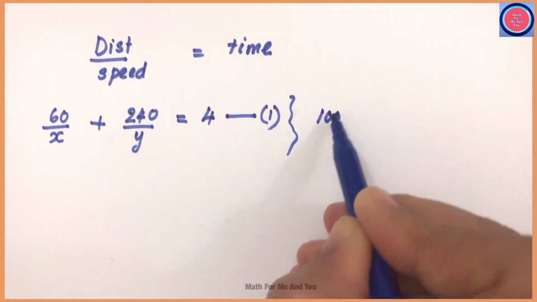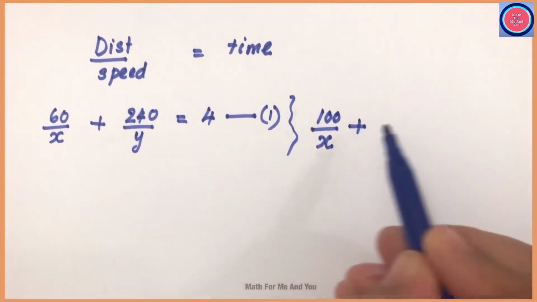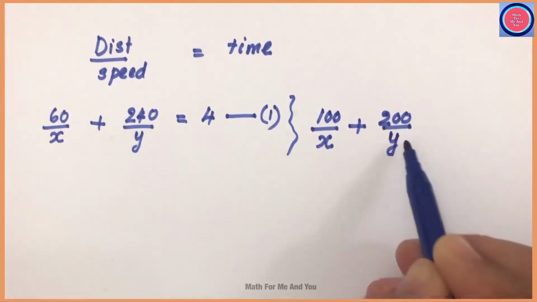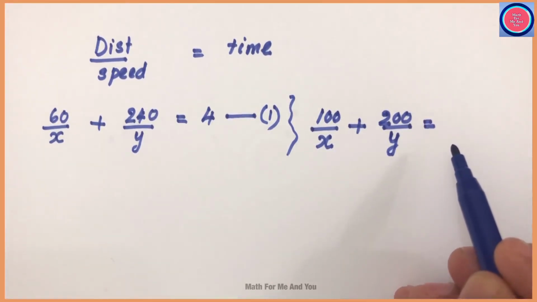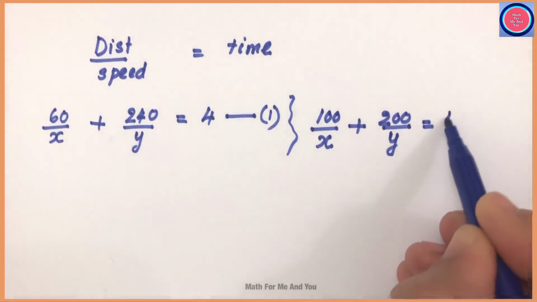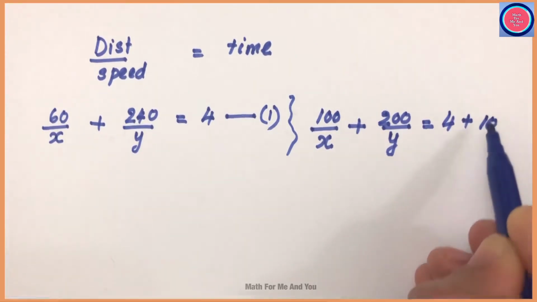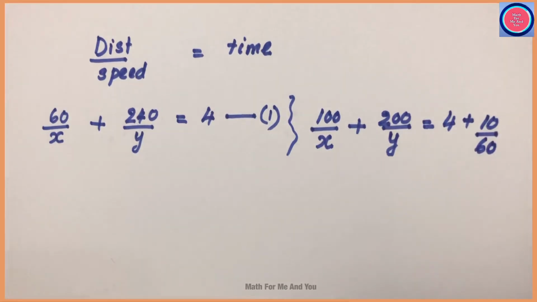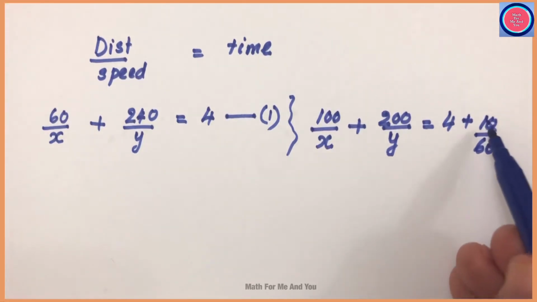Next sentence, if we read, it's given 100 km if she travels by train, that means 100 by x, plus the remaining distance, that is 200, with the bus it is 200 by y, is equal to 10 minutes longer. 10 minutes longer means before it was 4 hours, now 10 more minutes. 4 plus 10 minutes. How can we change it to hours? Divide by 60, 10 by 60. We could cancel 0 from numerator and denominator. So we get 4 plus 1 over 6.